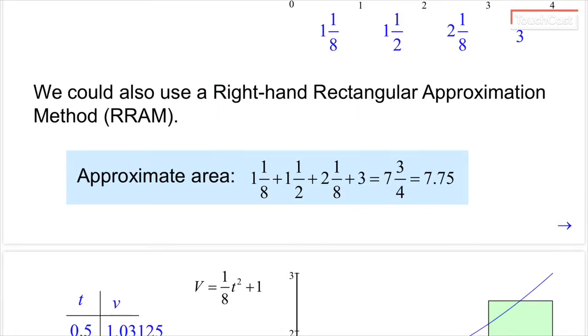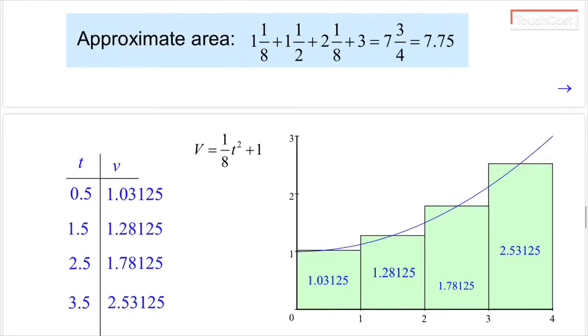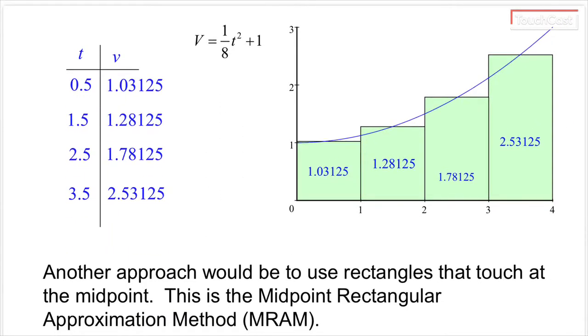We call this RRAM, or right-hand rectangular approximation method, since the right-hand edge of the interval tells you which y value to use, which output value to use as the height of your rectangle. You might decide it's a better idea to make your rectangles touch at their midpoint. So here, if I want one rectangle to cover the distance between 0 and 1 second, instead of making it touch at v of 0 or v of 1, I can choose the value halfway between 0 and 1, which is 0.5. I could figure out the velocity at time 0.5 and use that.